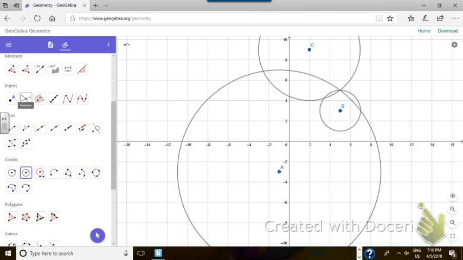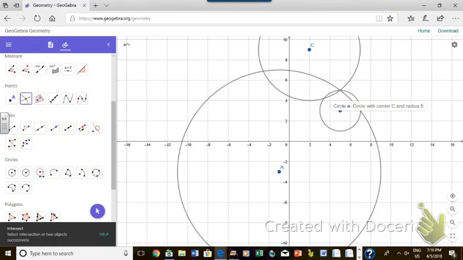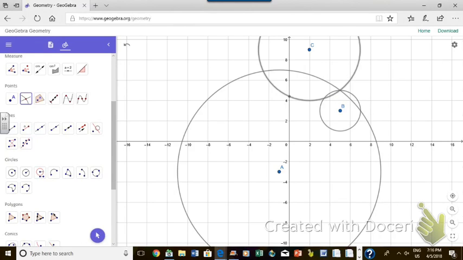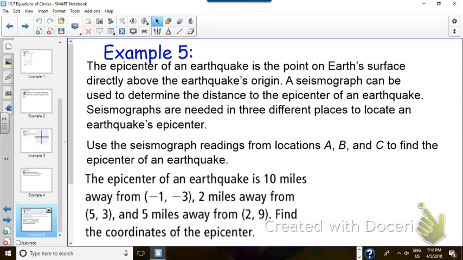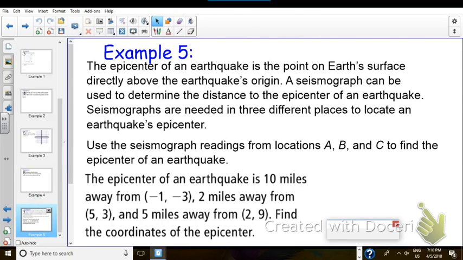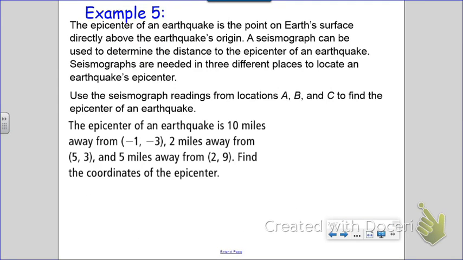So if we find that intersection point, let's see if we can find an exact intersection point. And point D is at (5, 5). So if we go back to our screen, point D was at (5, 5), and that would be the epicenter. And that's all for today.